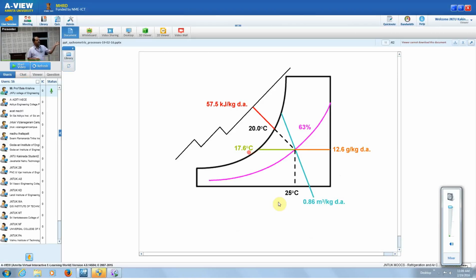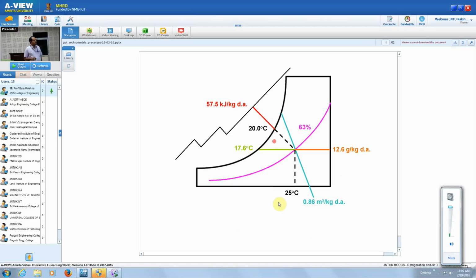I think it is not visible clearly, but this is 17.6 degrees centigrade. If you have any psychrometric chart, you can practice. You locate the DBT and WBT, and with those lines you can take the values, so that you understand it very clearly.